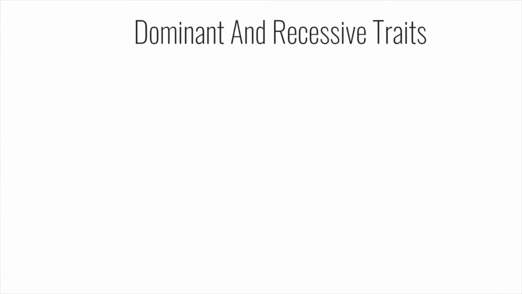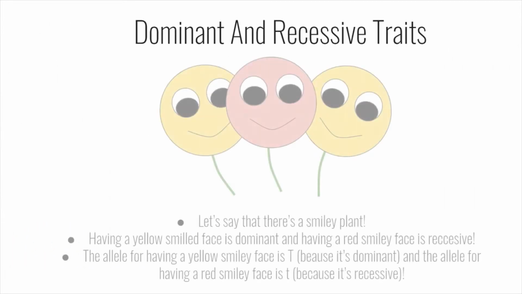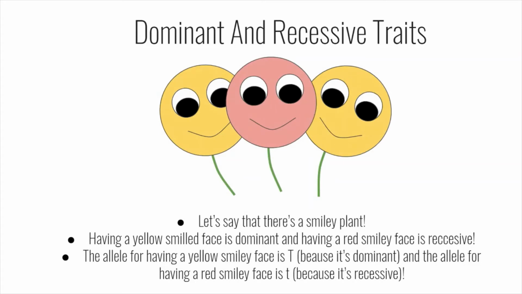What are dominant and recessive traits? Well, let's say that there is a smiley plant. Having a yellow smiley face, this flower, is dominant, and having a red smiley face, this flower, is recessive. The allele for having a yellow smiley face would be represented by a capital letter, in this case big T, because it's dominant, and the allele for having a red smiley face would be represented by a lowercase letter because it's recessive, so little t.